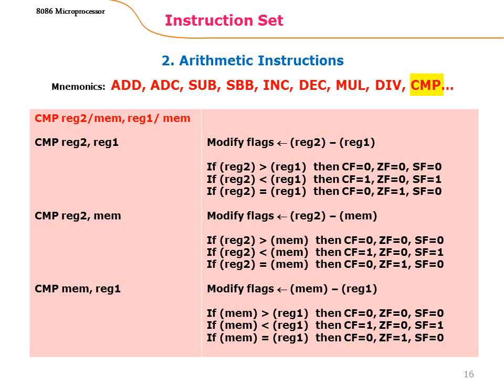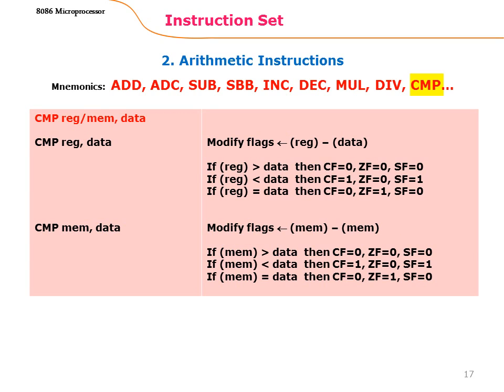If the register 2 content is less than register 1 content, then the carry flag is 1, the zero flag is 0 and the sign flag is 1. If the register 2 content is equal to the register 1 content, then the zero flag is updated and the remaining are not updated.